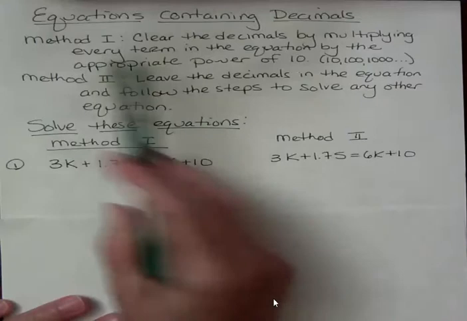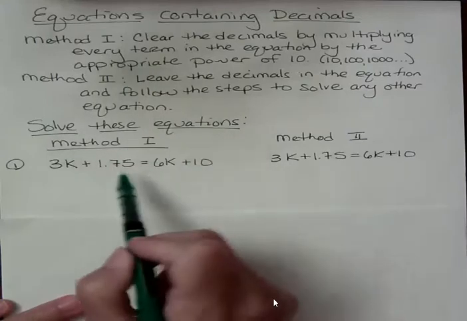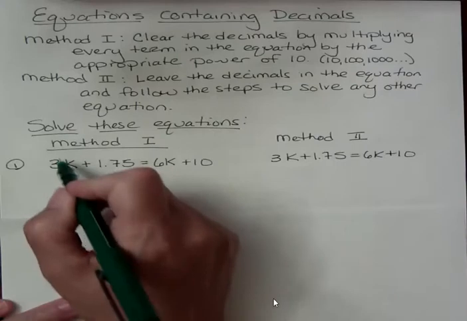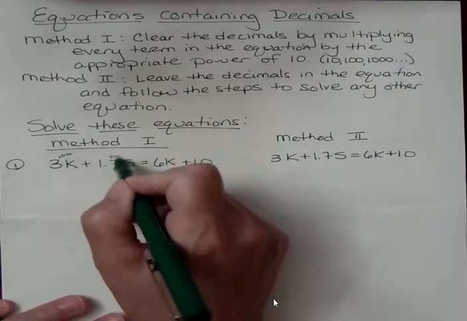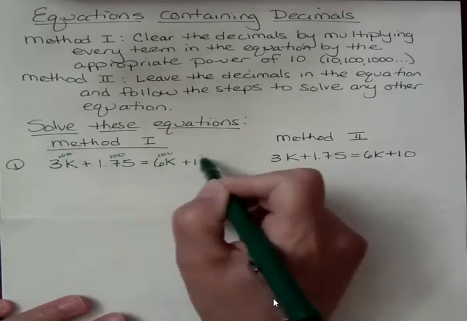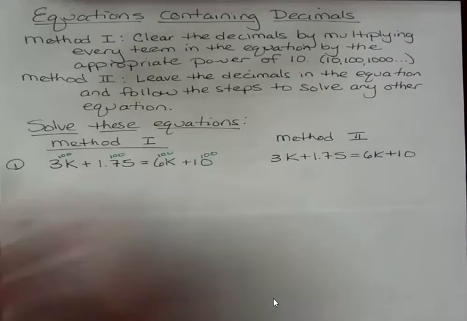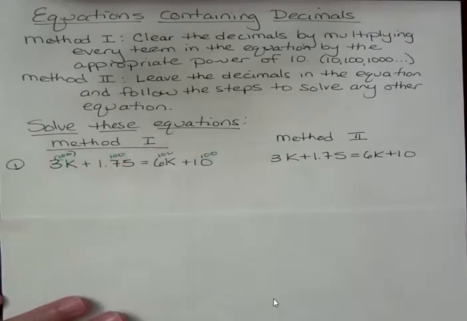Following method number one for the first problem, I can see that I have two decimal places here. So what I want to do is multiply every number in my equation by 100. I'm just going to write a 100 next to it, but I'm actually multiplying. I could be a little more specific by putting parentheses.